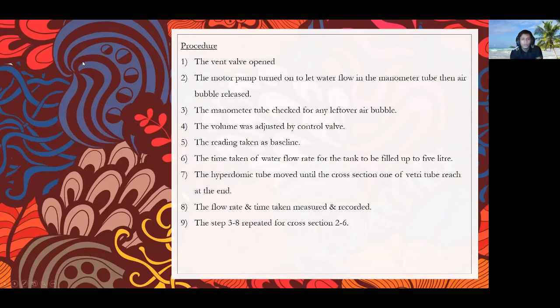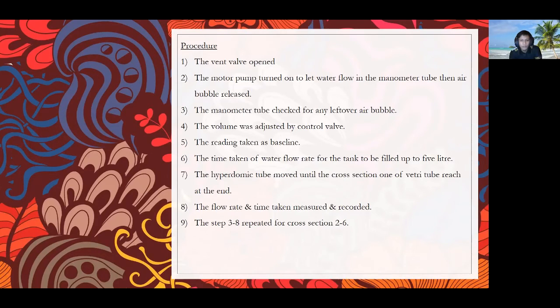This is the procedure. First, the vent is opened. Second, the motor pump is turned on to let water flow in the manometer tube, then air bubbles will be released. Third, the manometer tube is checked for any leftover air bubbles. Fourth, the volume is adjusted by the control valve. Next, the reading is taken as a baseline.